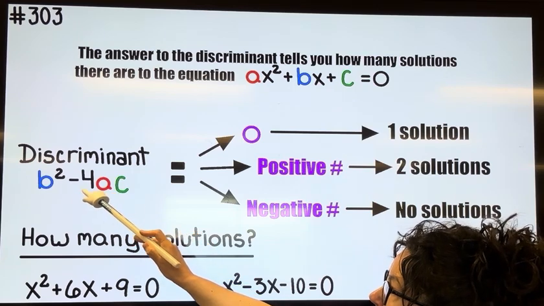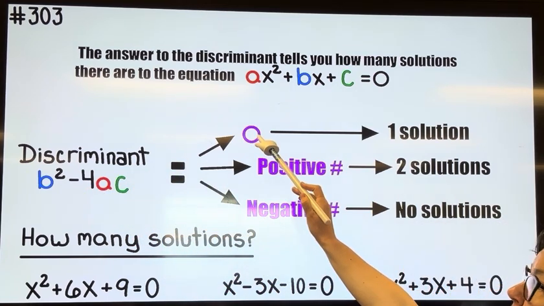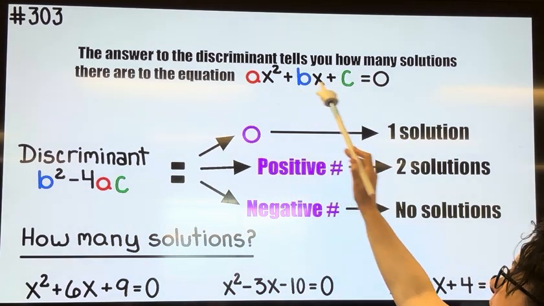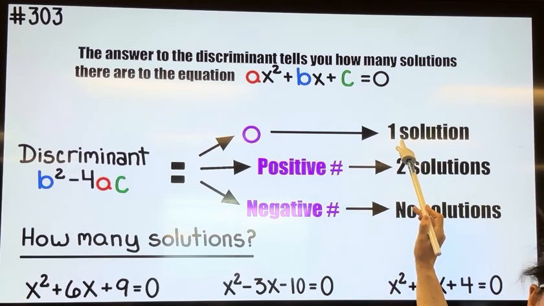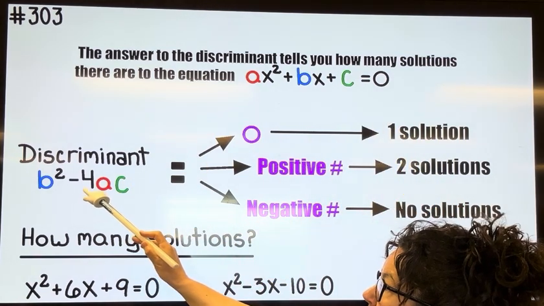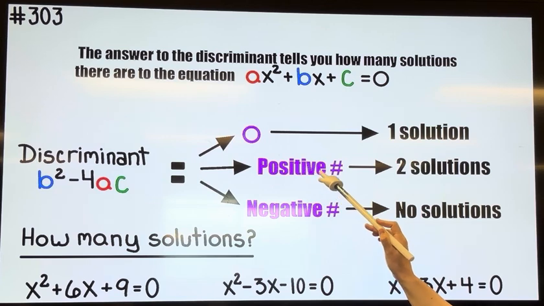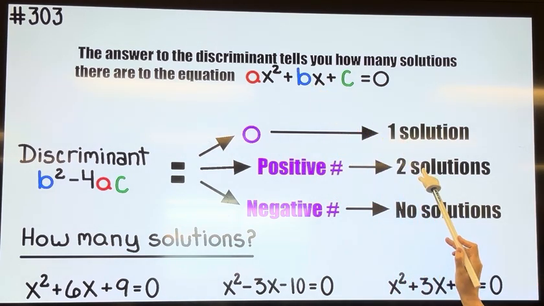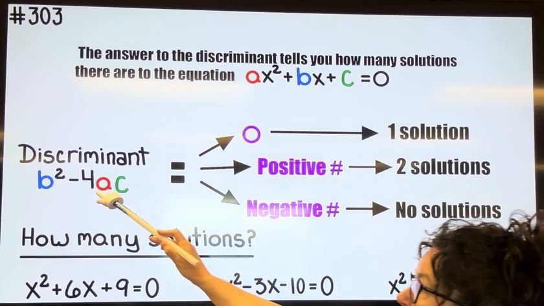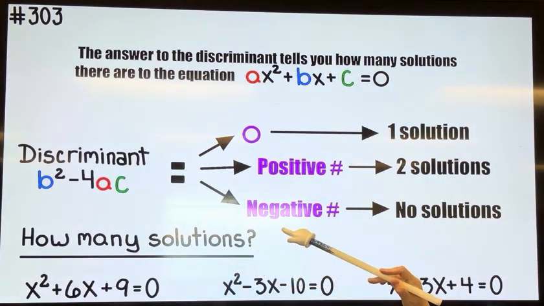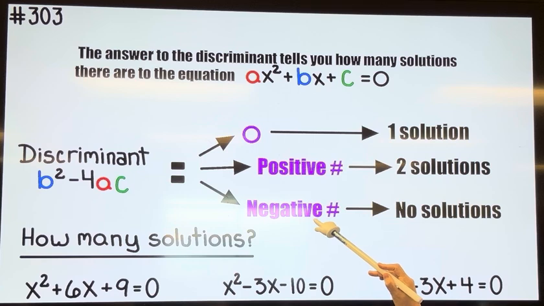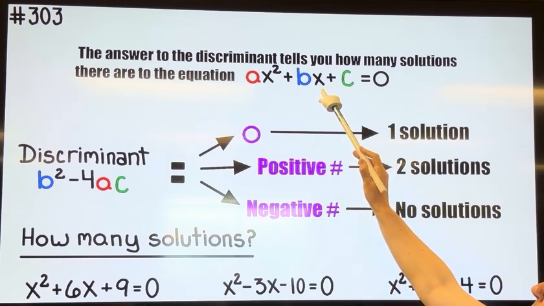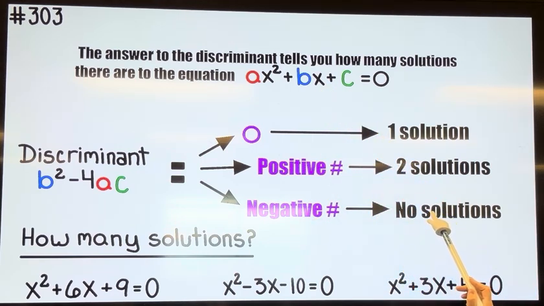If the answer to b squared minus 4ac equals 0, then this has one answer. If the answer to b squared minus 4ac is a positive number, then this equation has two answers. And if the answer to b squared minus 4ac equals a negative number, then this equation has no solutions.